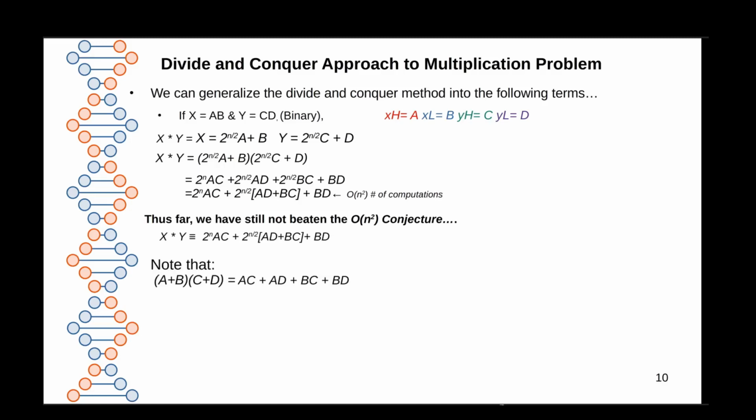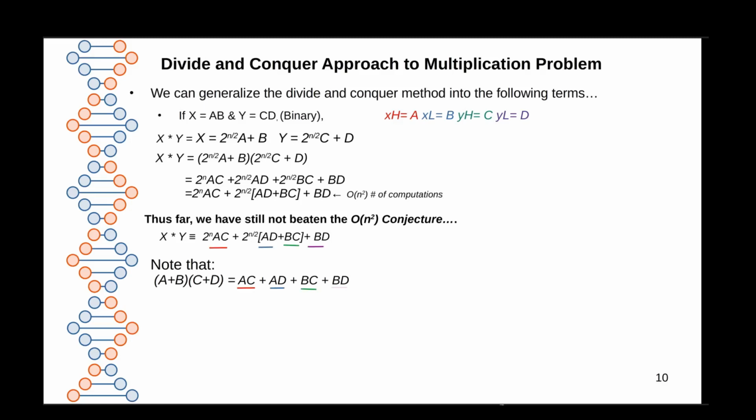This is where Karatsuba used clever manipulation of basic algebra to come up with an equation that not only used one less recursion, but was also able to reduce the total number of sums as well. Note that the products of sums a plus b and c plus d can be distributed to be rewritten as ac plus ad plus bc plus bd. Let's review our divide and conquer algorithm from before.